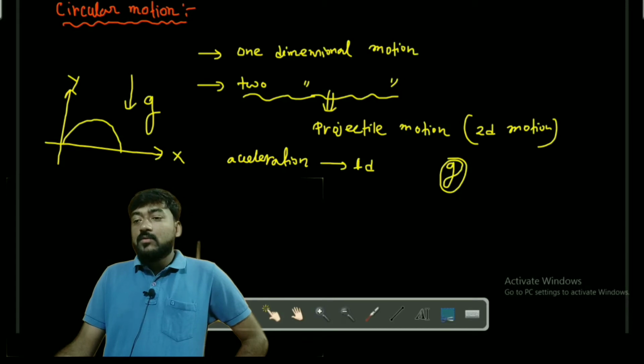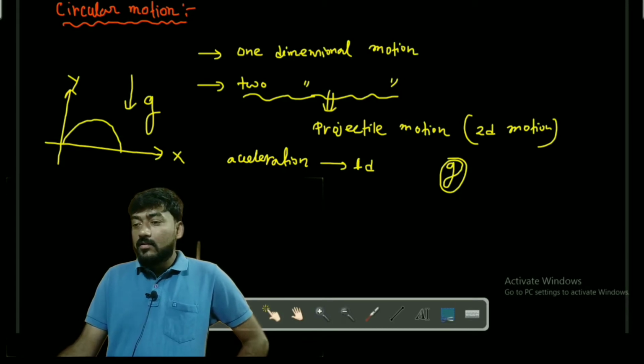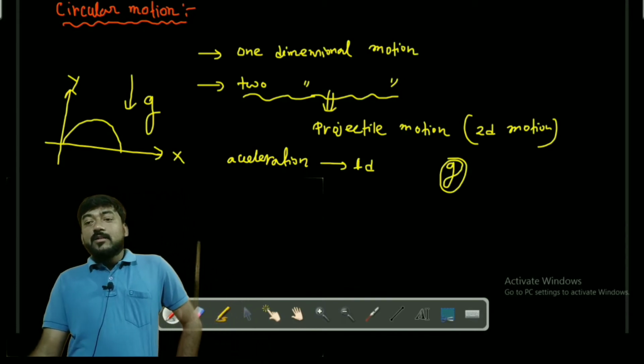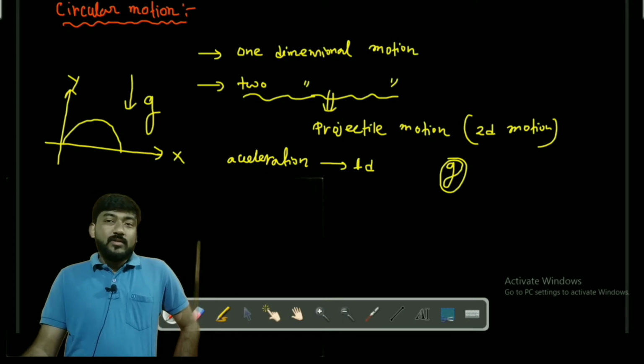So circular motion is also a very special kind of two-dimensional motion, at least a special kind of curved motion you can say. Here the curve is a circle. In projectile motion the curve was a parabola. Sometimes we will study in gravitation the elliptical motion also, the motion of planets. So we will discuss this later on. But here we have to study circular motion.